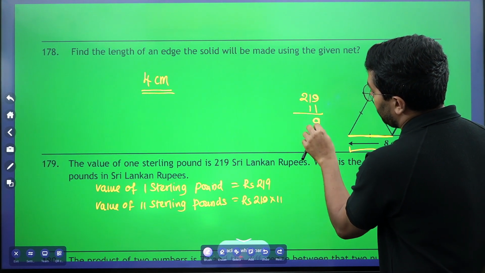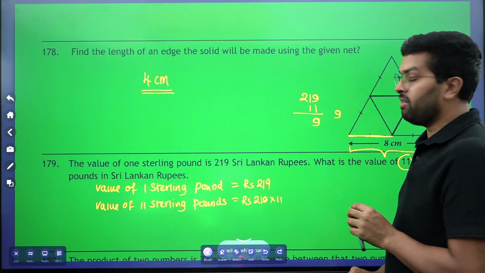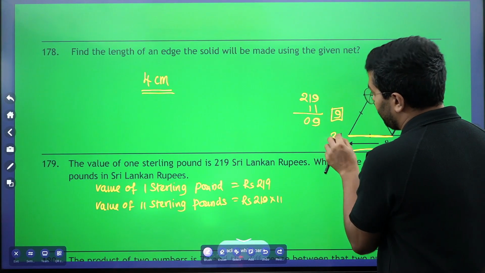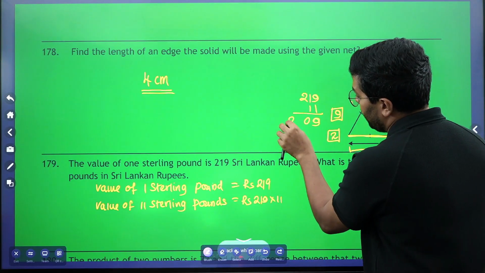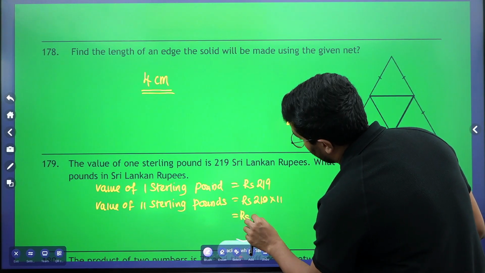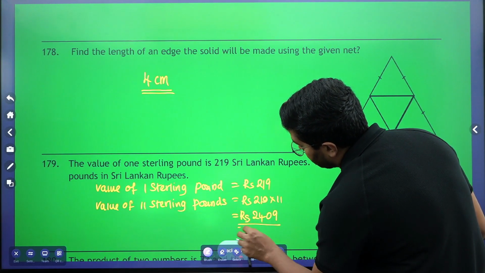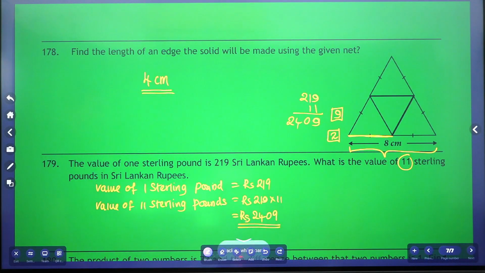11 times 9, 99, we have 9 left. 11 times 1, 11 plus 9 is 20, we have 2 left. 11 times 2, 22 plus 2, 24. Am I correct? Here the answer is 2409. Alright? Okay. I hope your answer is correct.